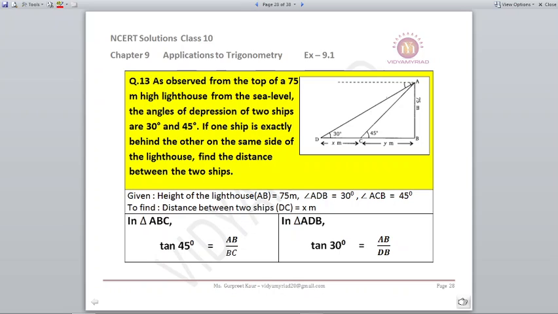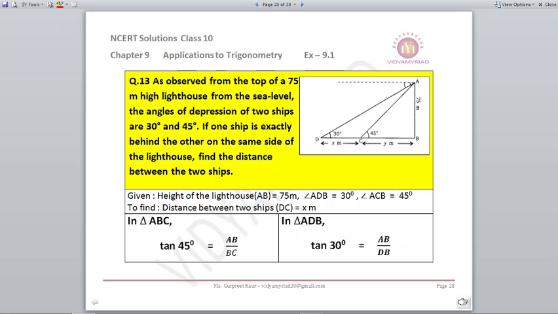Question 13. As observed from the top of a 75 meter high lighthouse from the sea level, the angles of depression of two ships are 30 degrees and 45 degrees. If one ship is exactly behind the other on the same side of the lighthouse, find the distance between the two ships. That means we have to find out DC according to the figure, because a ship is there at D, a ship is there at C. Angle formed will become 30 degrees and 45 degrees.